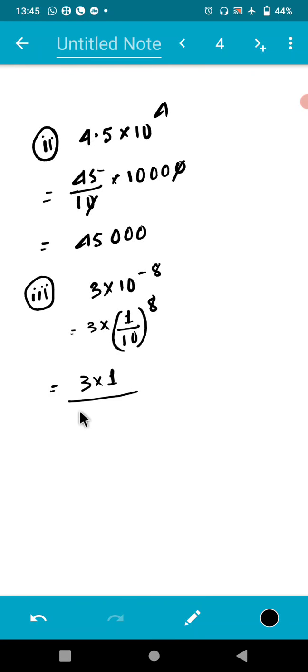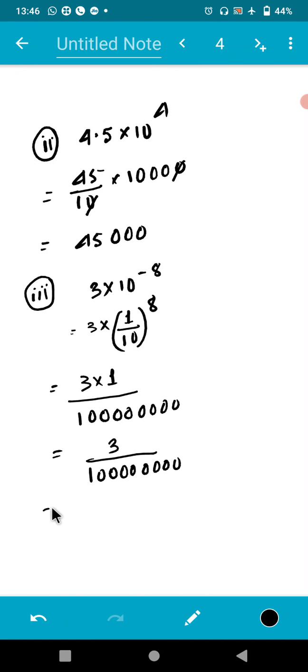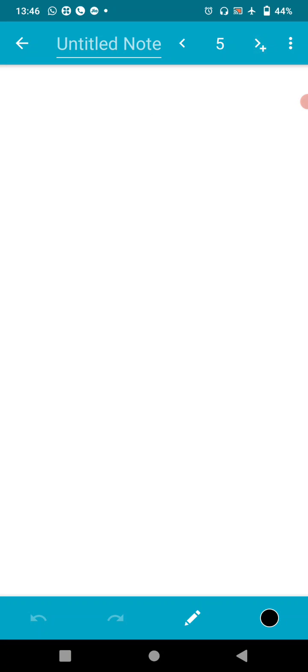And 10 to the power 8 means how many zeros? 8 zeros. 1, 2, 3, 4, 1, 2, 3, 4. That means 3 by 8 zeros. Now convert this. So that would look like 3. 1, 2, 3, 4, 5, 6, 7, 8. So this is your required answer of sum number 3. Very, very easy, students, but equally very important. Now let's do sum number 4.